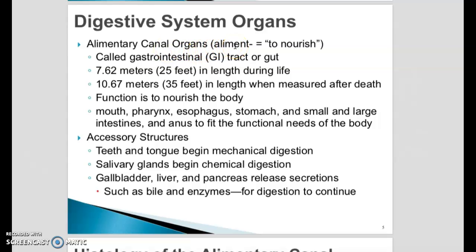Let's start off with the digestive system organs, the alimentary canal organs, which are meant to nourish our bodies. As you can see, the main function is to nourish the body. We'll be looking at the mouth, pharynx, esophagus, stomach, small and large intestines mainly, and the anus, to fit the functional needs of the body. I don't think we're going to be going into the accessory structures, but for now we are definitely going to be talking about the main organs of the digestive system.